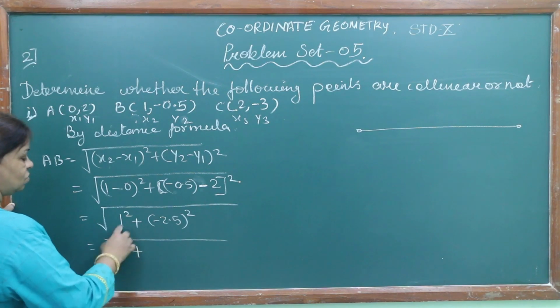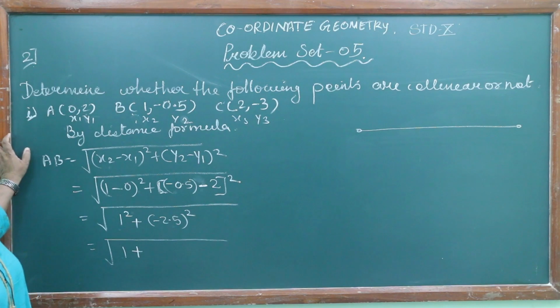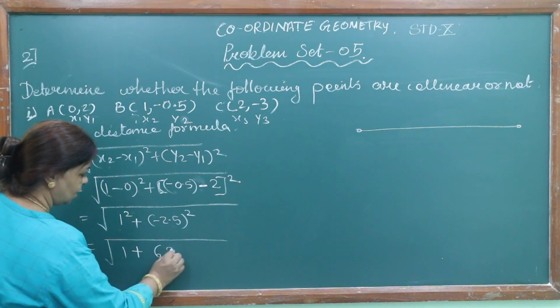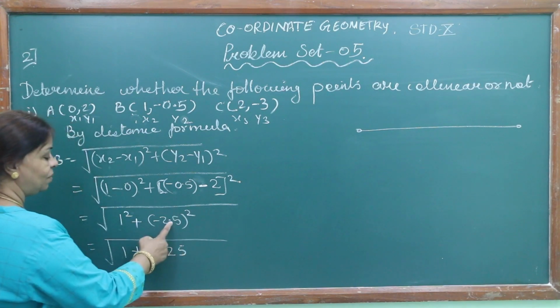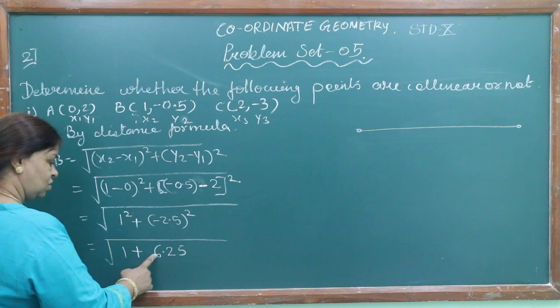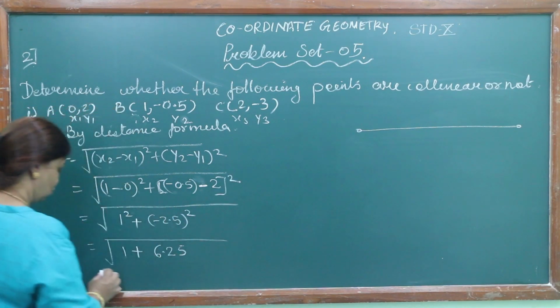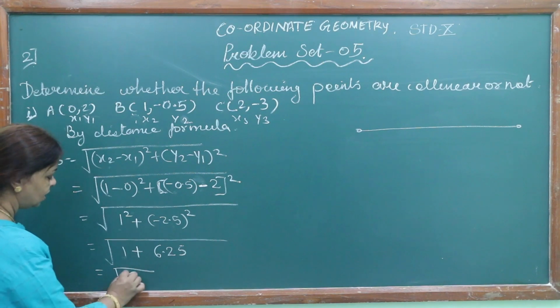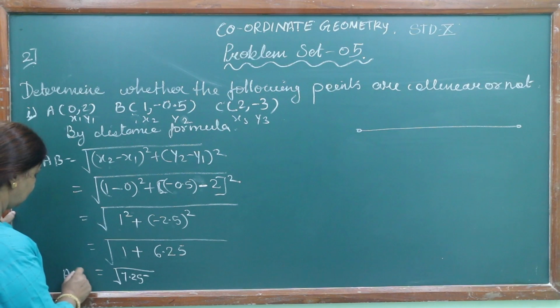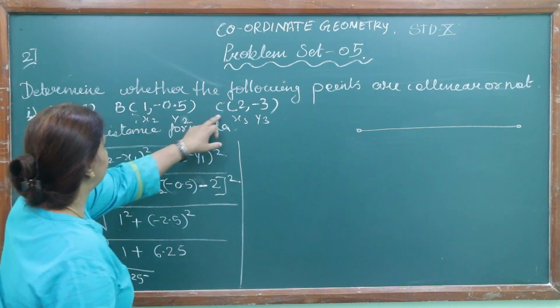and minus 2.5 the whole square would be 1 plus 1 square would be 1, and 2.5 means 25. 25 square is 625, and let me write here 625, but the point will be after 2 digits and minus will become plus. So 6.25 plus 1 will be 7.25. So it will be under the root 7.25. That is AB. Let us find BC.